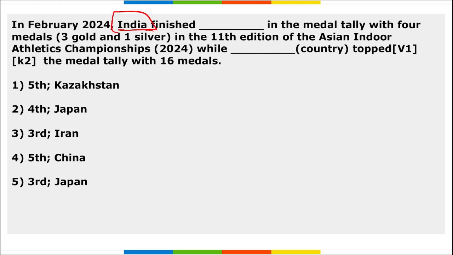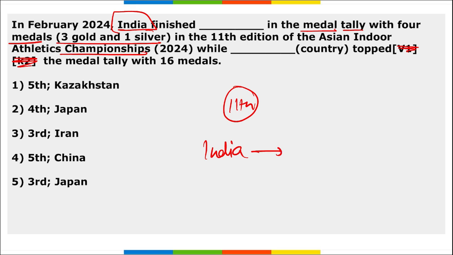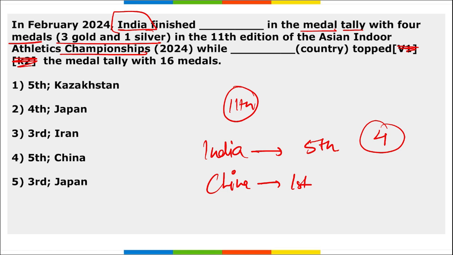Next, in Feb, India finished dash in the medal tally with 4 medals, that is 3 gold and 1 silver, in the 11th edition of the Asian Indoor Athletics Championship, while dash country has secured the first position in the medal tally with 16 medals. So remember, India's rank in this 11th edition of the Asian Indoor Athletics Championship was 5th, whereas China secured the first position here. India had a total of 4 medals, 3 gold and 1 silver, whereas China has a total of 16 medals, 8 gold, 6 silver and 2 bronze. So the right option here becomes option 4.